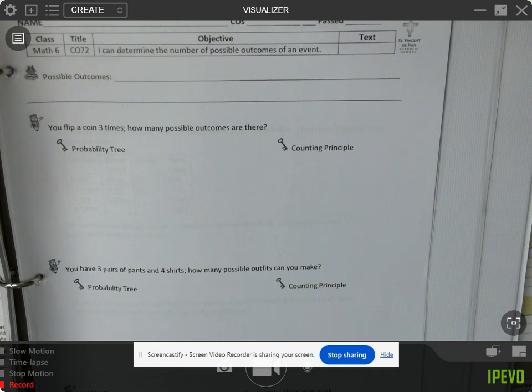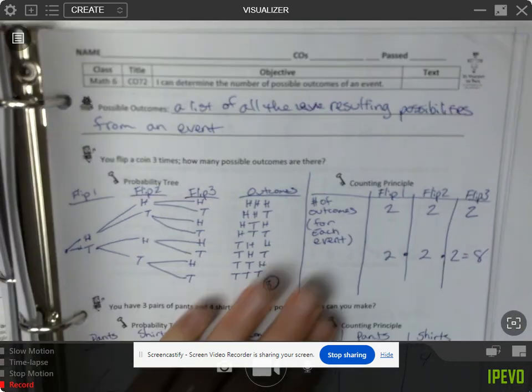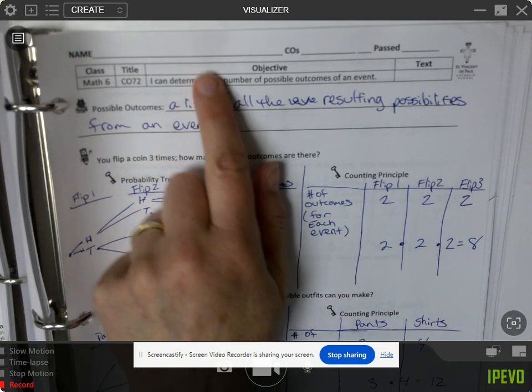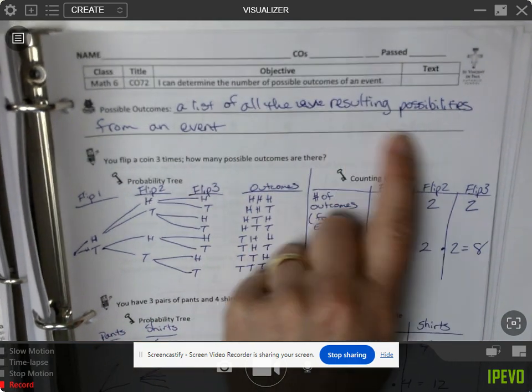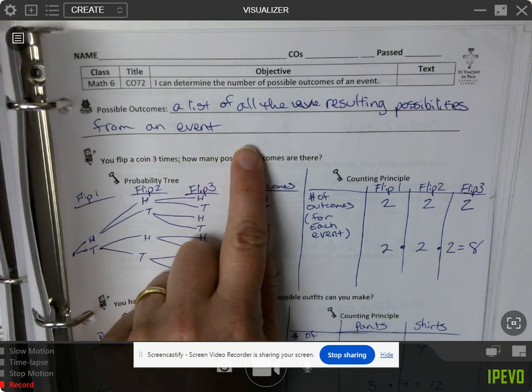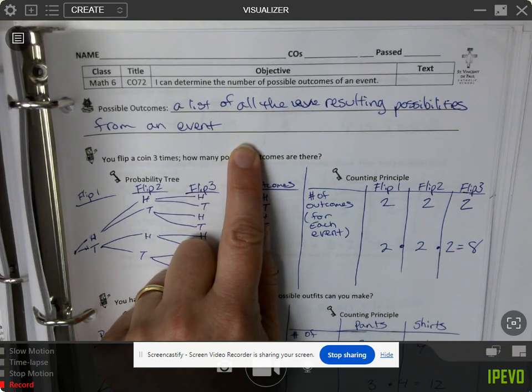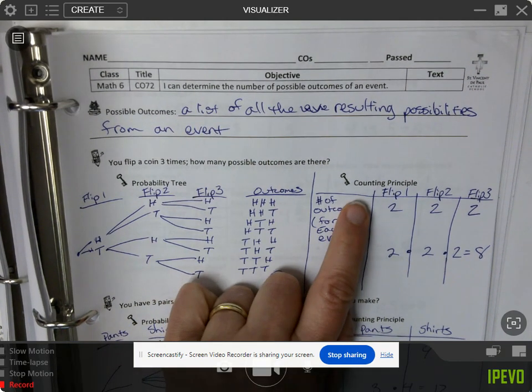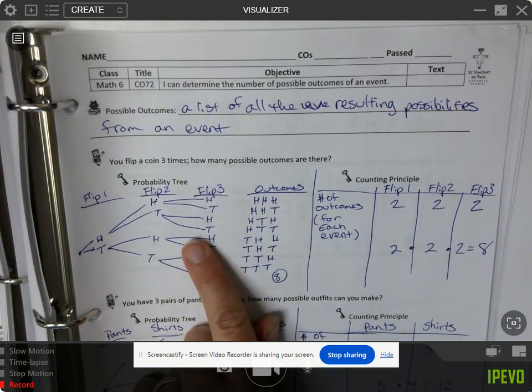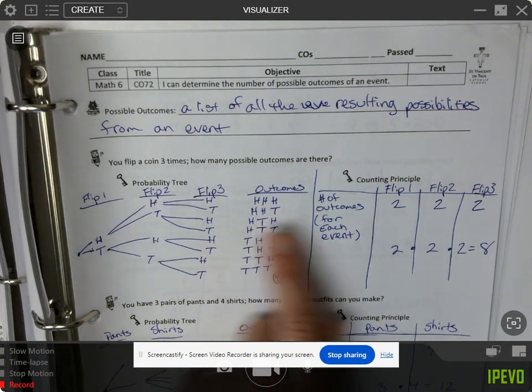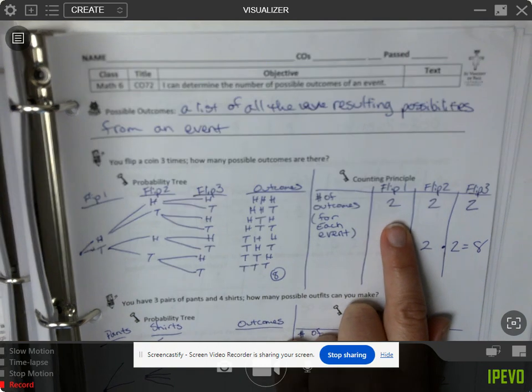All right, so what you should write is that definition, a list of all the resulting possibilities from an event. Write down the definition because we know there are plenty of tests that have definitions that we need to put. The other important thing, you could do that probability tree. This is what most of us liked to do when we did our homework.